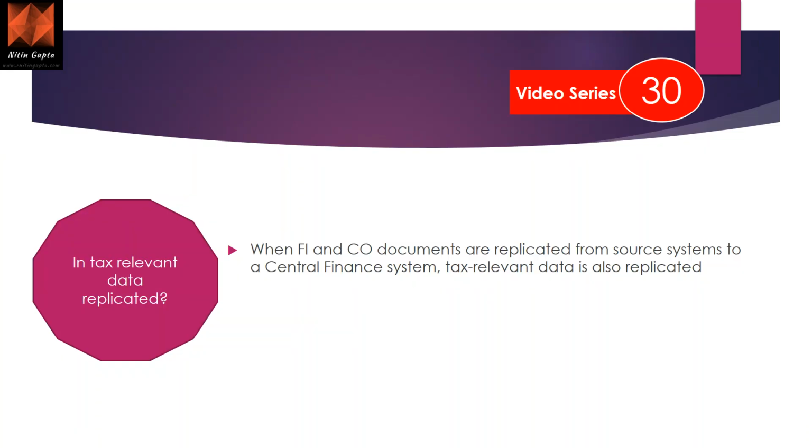Is tax relevant data replicated? When FI and CO documents are replicated from the source system to a central finance system, tax data is also replicated. Of course, when you see any accounting document, invoice or payment or any other document, you capture the tax information by the source of tax codes. Then you have a tax GL on the ECC side, and the tax information is captured, whether it is an input tax or output tax. That information is calculated in ECC, and by the normal source, it's replicated to the central finance system.